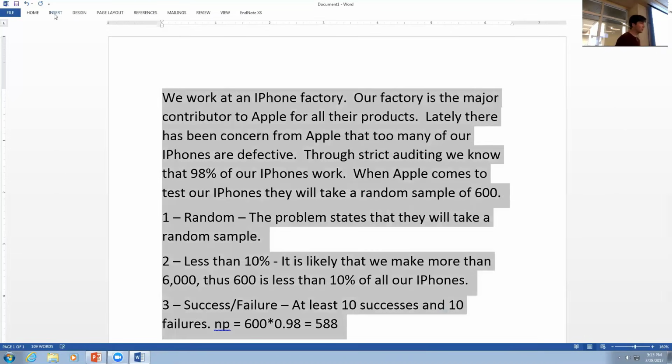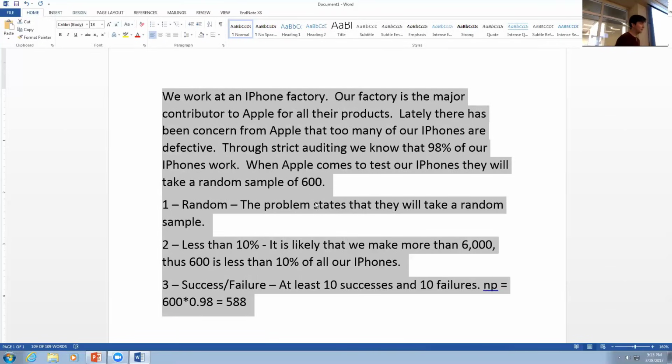And let me decrease font size here and make it look nicer. Oh, that sounds good.